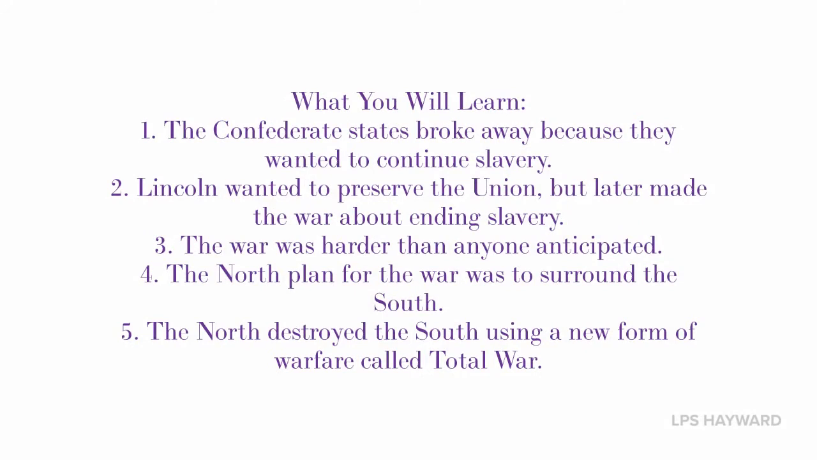In this presentation, we learned the following information. 1. The Confederate States broke away because they wanted to continue the practice of slavery. 2. Abraham Lincoln wanted to preserve the Union, but later made the war about ending slavery. 3. The war was harder than anyone anticipated. 4. The North had a plan for the war to surround the South and force them to surrender. And 5. The North destroyed the South using a new form of warfare called total war.